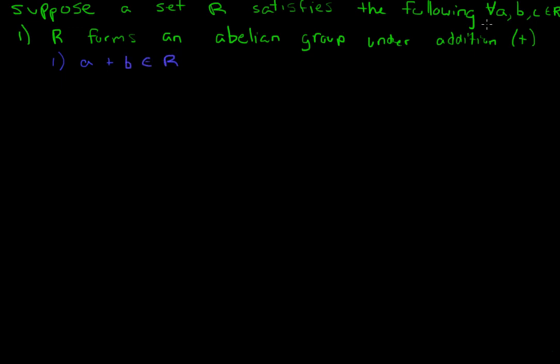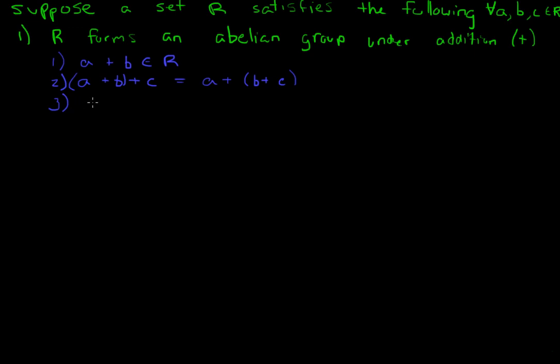And again, this is for all A, B, and C in R. 2, tells us R is associative under addition. So (A plus B) plus C is equal to A plus (B plus C). So it doesn't matter the order in which you add any 3 elements of R.